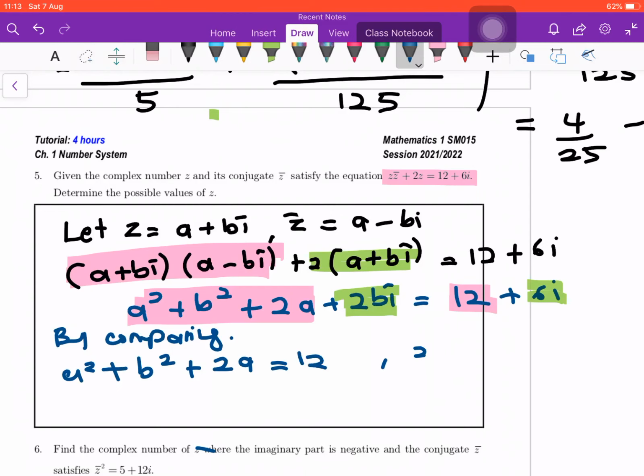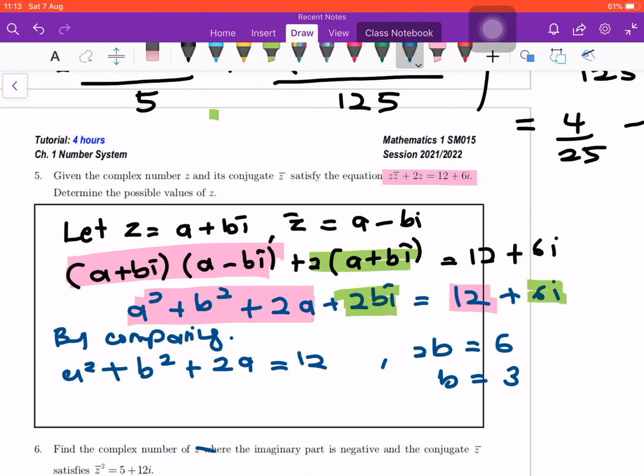And the next one is 2b equal to 6. Okay, you don't have to write down the i lah sebab i pun akan cancel each other je nanti. So you just have to write down dia punya coefficient sajalah. 2b sama dengan 6. So, kalau dekat sini, untuk second part, you akan terus dapat dia punya value, betul? So, b sama dengan 6 bahagi 2 adalah 3.